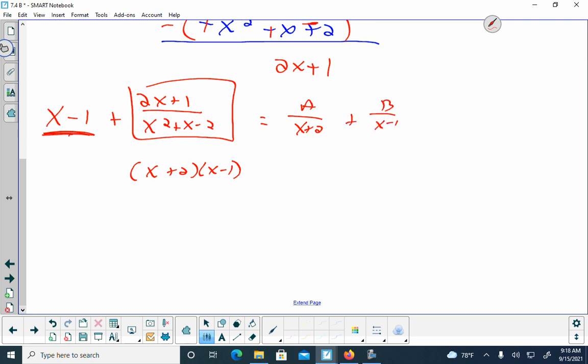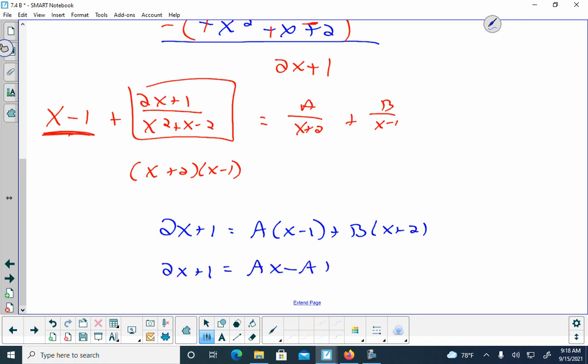So when I solve this, I'm going to have 2x plus 1 is equal to a times x minus 1 plus b times x plus 2. And you're either substituting in the 1 or negative 2, or you're distributing. I'm going to distribute: ax minus a plus bx plus 2b.